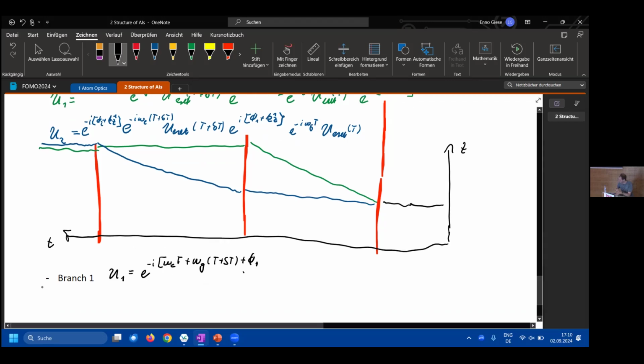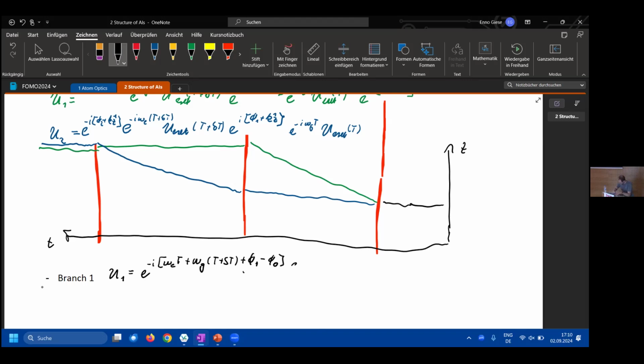So the phase of laser pulse 1 minus phi naught, the phase of laser pulse naught. That's the laser phase. And then we have the external motion for a time t plus delta t. We have a negative momentum transfer, kz, and we have U external for time t and e to the i k times z.